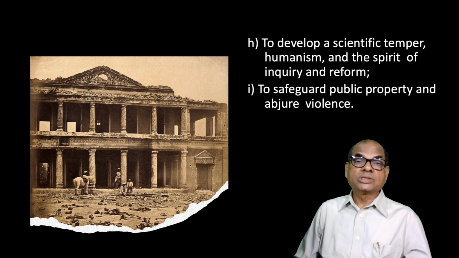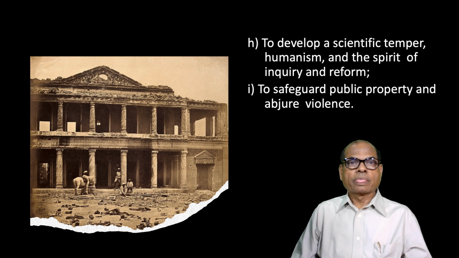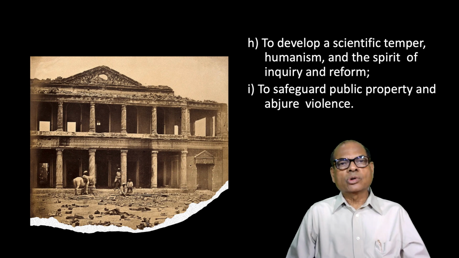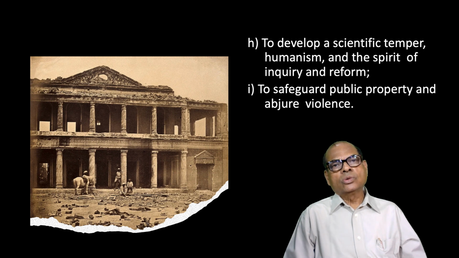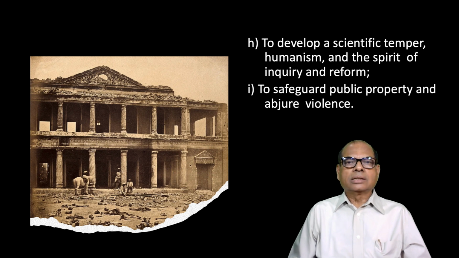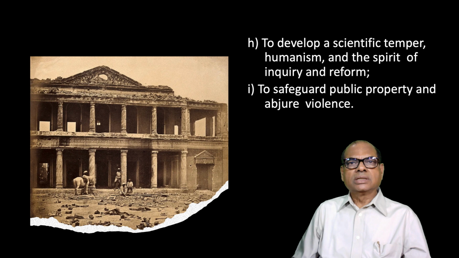Humanism, this is the basis of an inclusive society, and the spirit of inquiry and reform. Next is to safeguard public property and abjure violence. This is very important because in a democracy we have a right to protest, but during the protest we have to protect public property, and that hint is given in this duty.